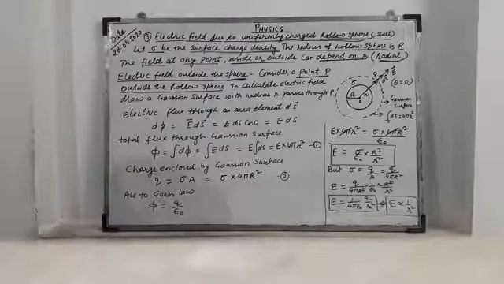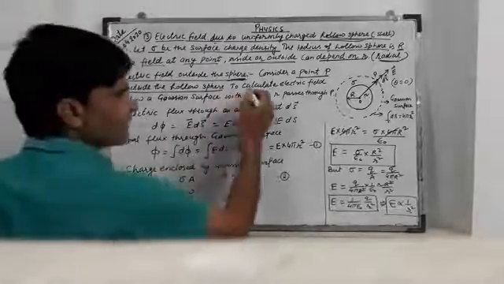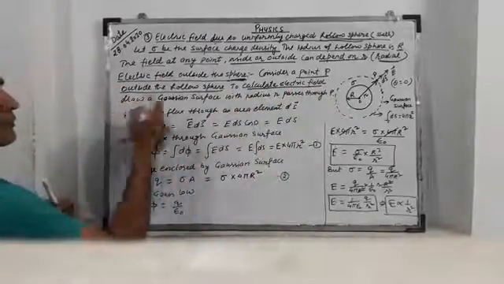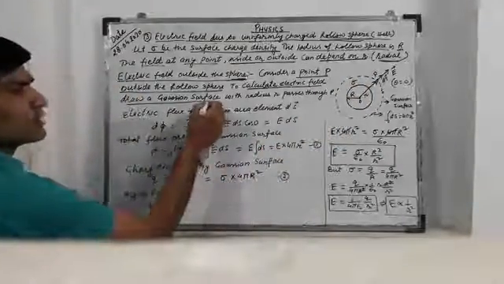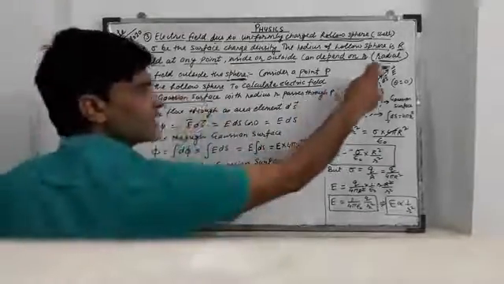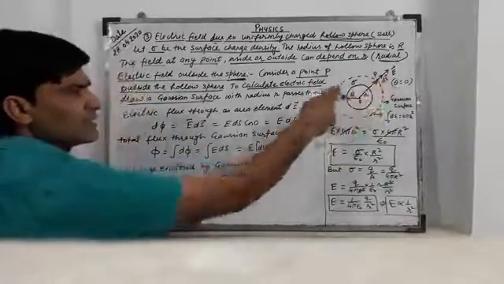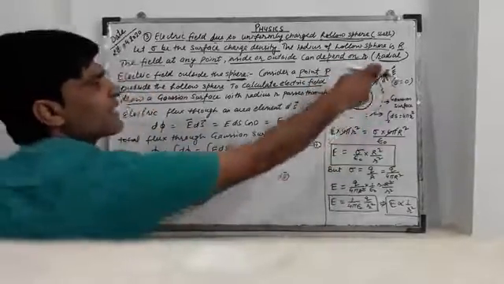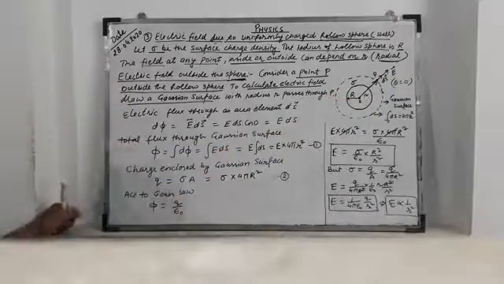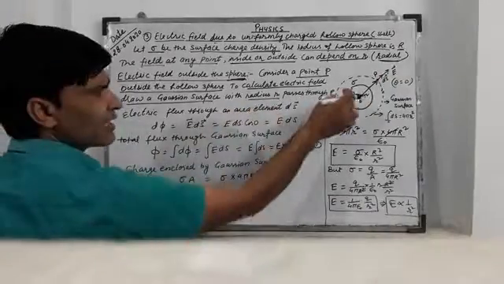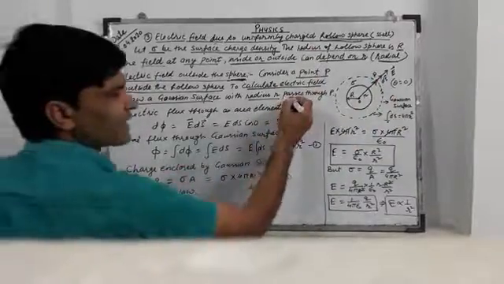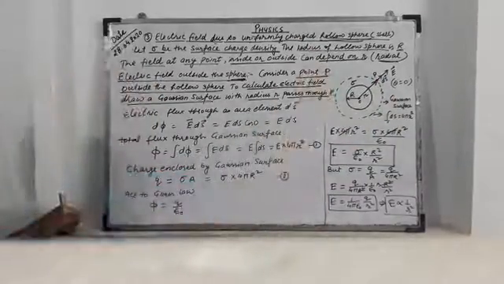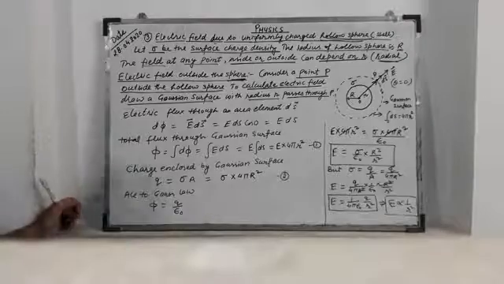To calculate the electric field at point P, draw a Gaussian surface in the form of a sphere. This is represented by dotted lines, with radius r, and it passes through point P.